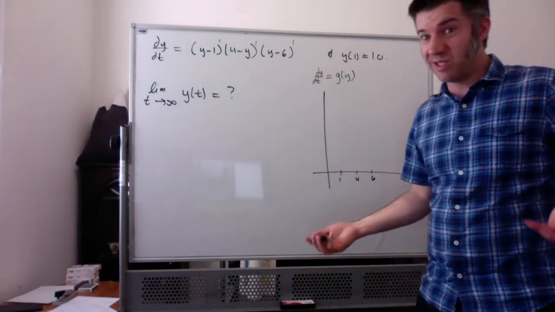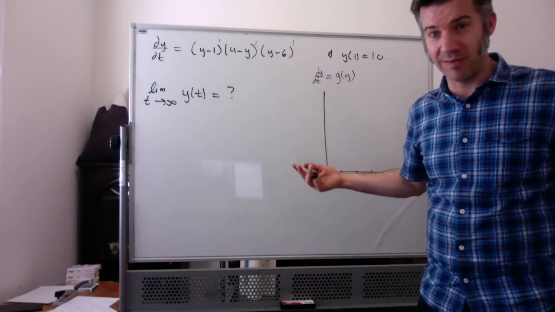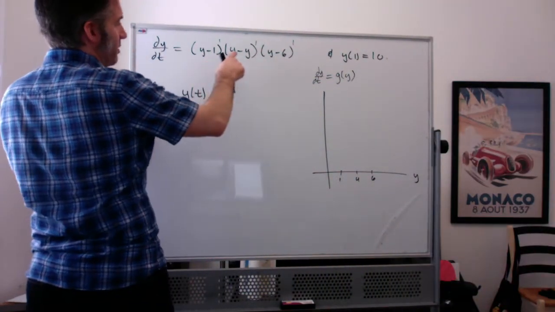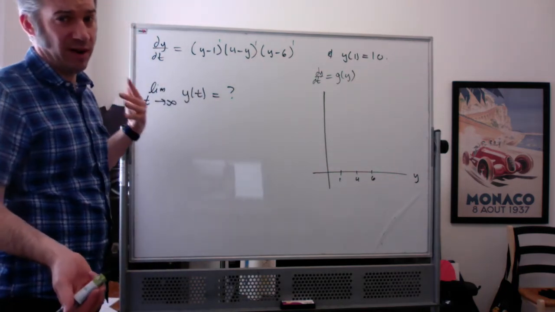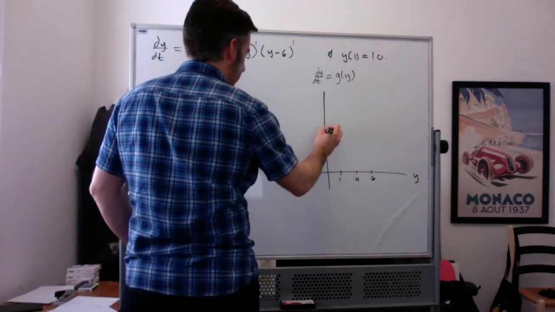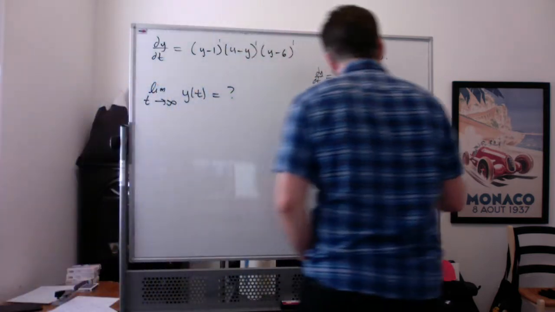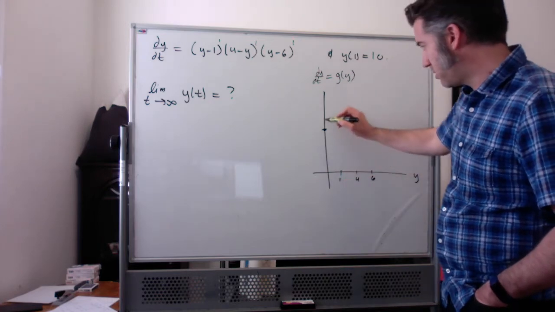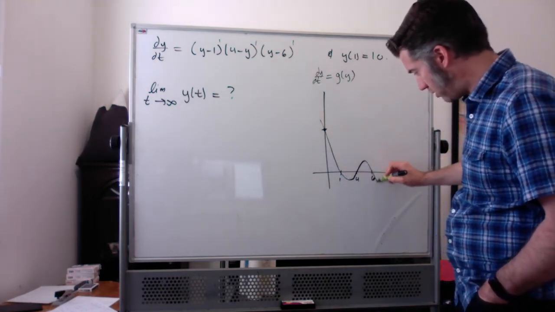So just plug in 0 for y to see what your vertical axis intercept is, right? Your dy/dt intercept. If you plug in 0 for y, you get negative 1 times positive 4 times negative 6, which is positive 24. I don't really care that it's 24, I just care that it's positive. So here's my first dy/dt value. When y is 0, dy/dt is 24. And then I have to hit that point, cross through, and then cross through, and then cross through.